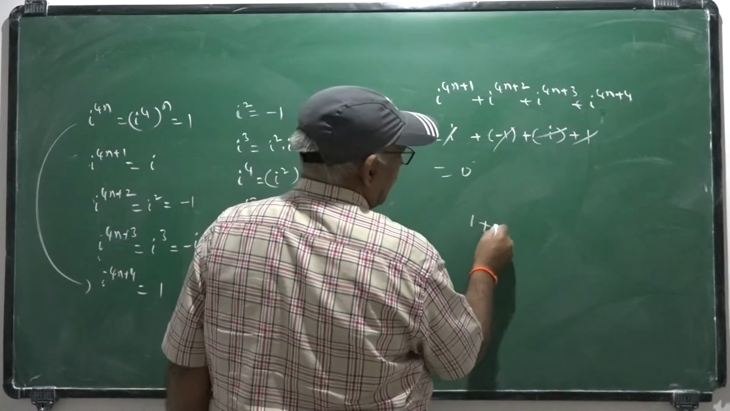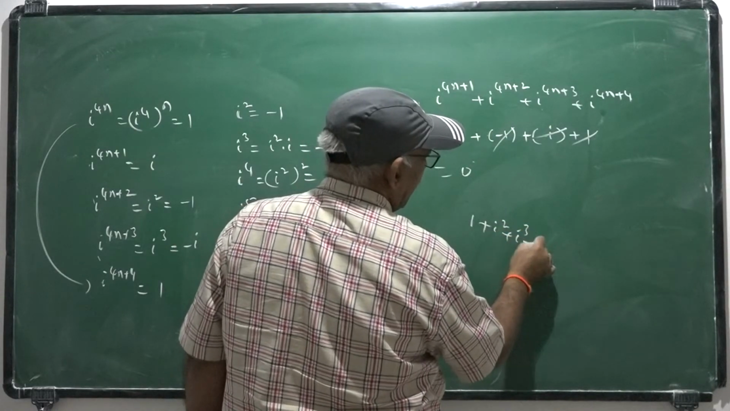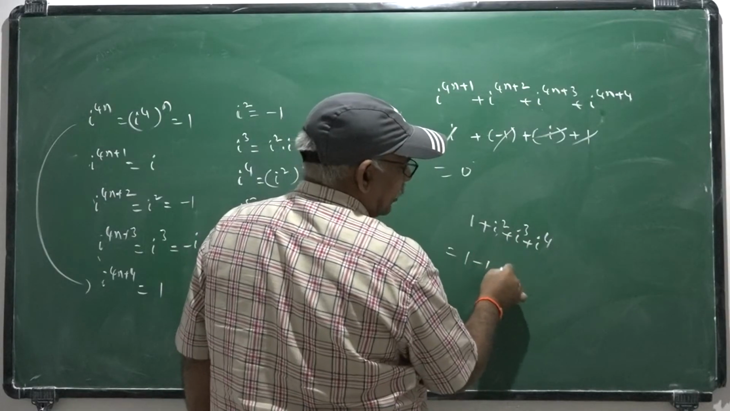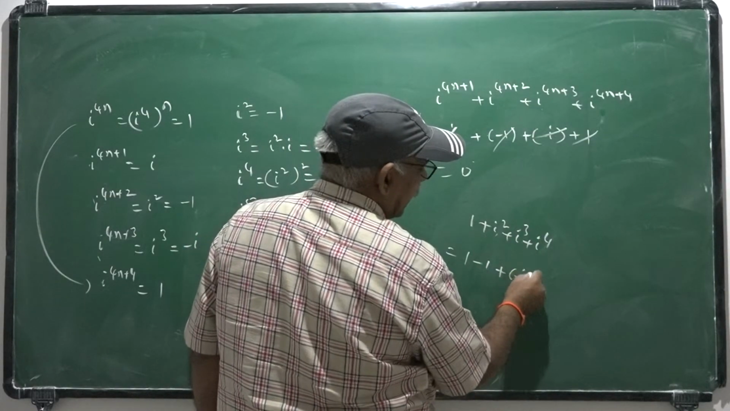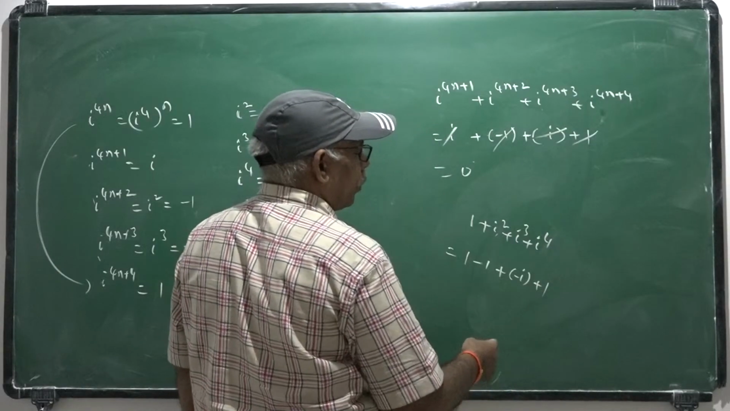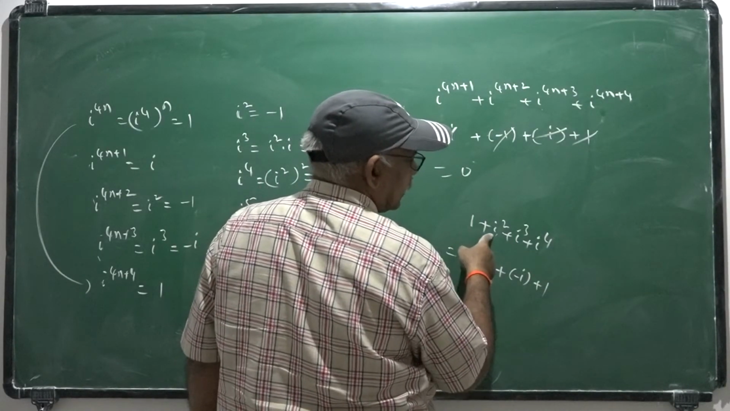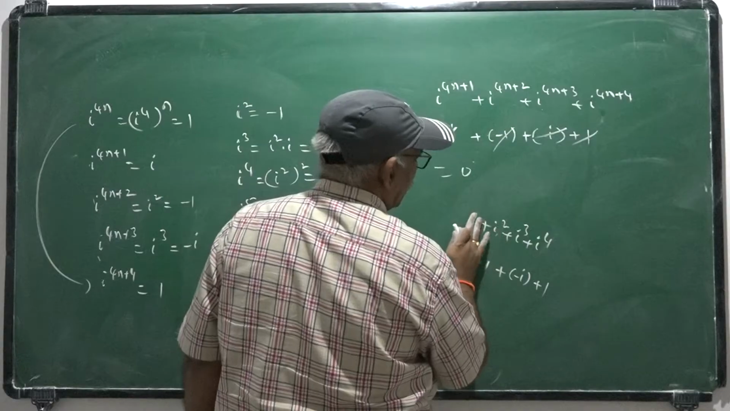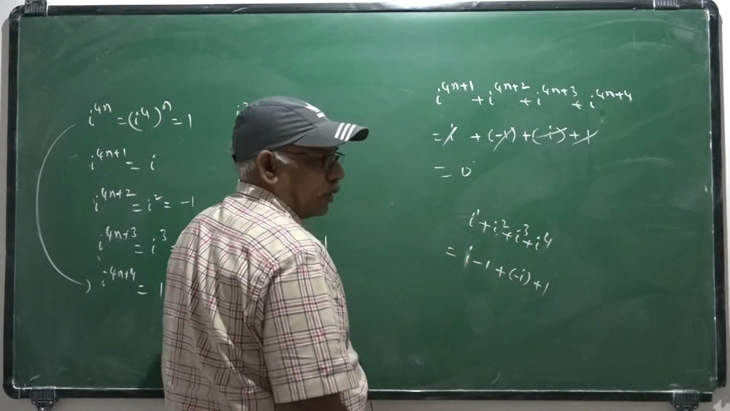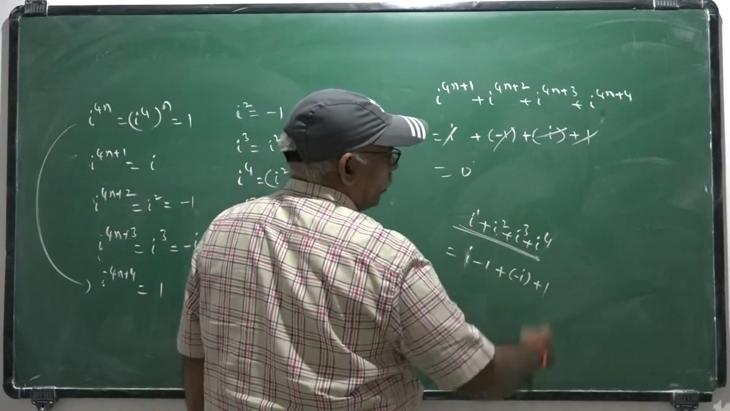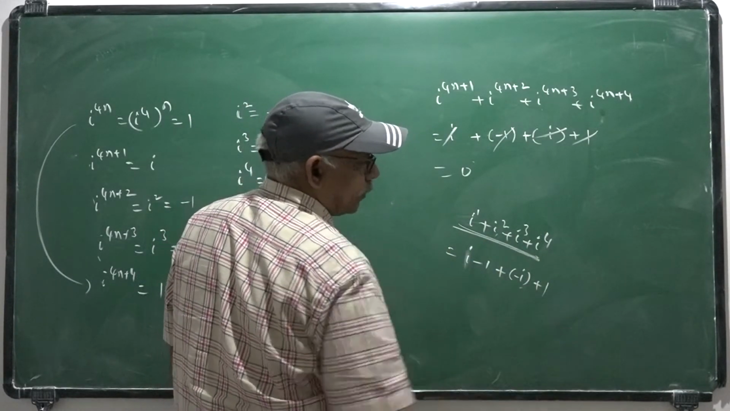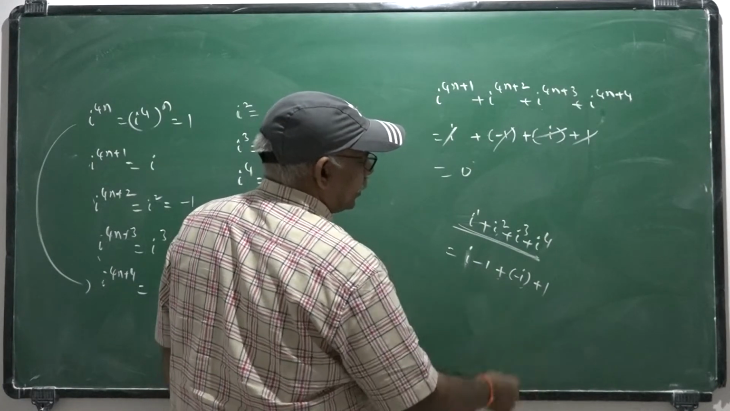One more example, 1 plus i square plus i cube plus i power 4, that you consider like this. This is 1 minus 1, i cube is minus i, i power 4 is 1. Sorry, this is i. So 4 successive powers of i is clearly 0 itself.